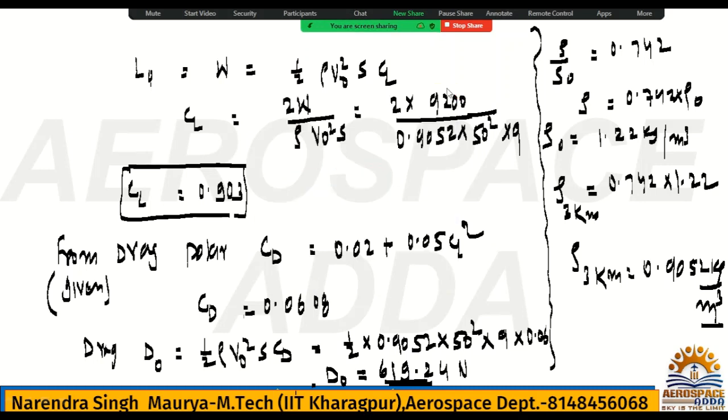Hope you understood what is the meaning of D naught. D naught means sea level. Sorry, not sea level, it means steady state level. Drag at steady state level. Now by the symbol only you can understand. If I am writing D naught, it means it is the steady state level. Okay. There should not be any doubt about it.